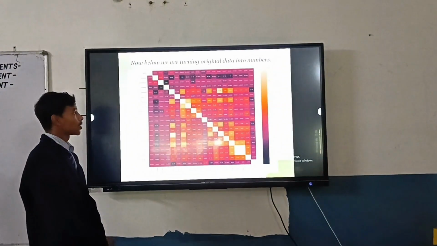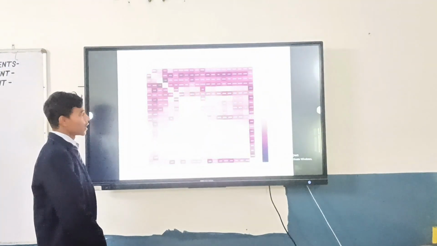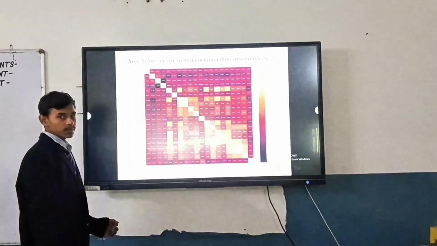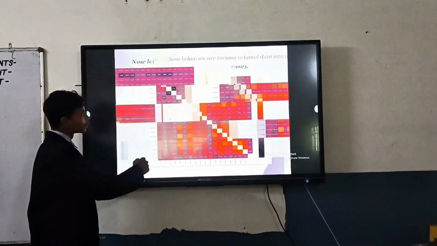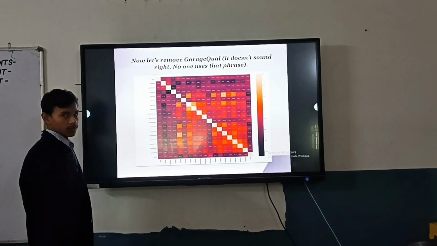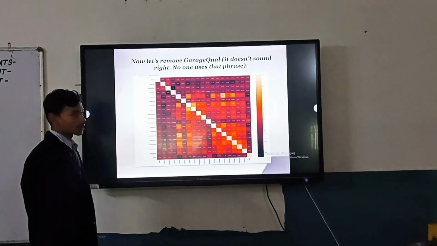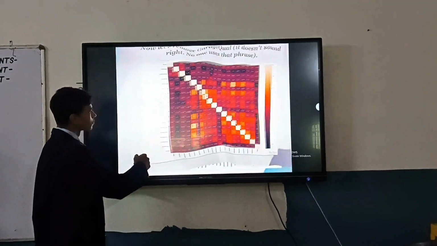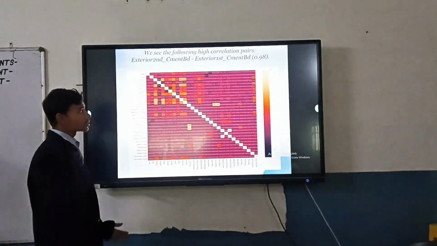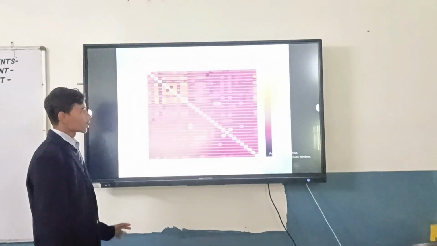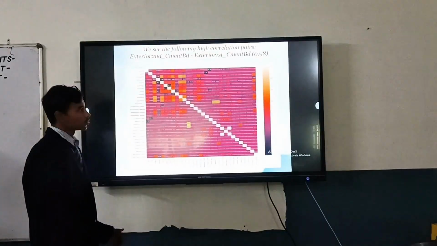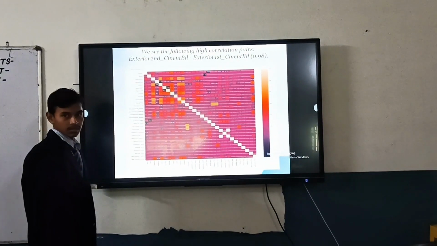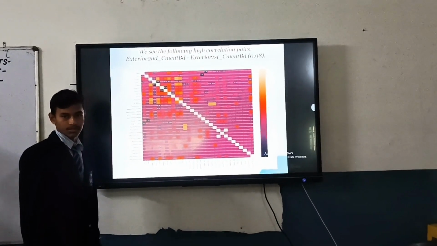Next, we have converted the original values into numerical values. And here also, the lighter color represents the higher value and the darker color represents the lower value. Next, we remove the guardrail because we do not need it for our project. Next, we can see a high correlation between these two attributes, and that is 0.98, and that's a good value. For further explanation, I would like to call others.